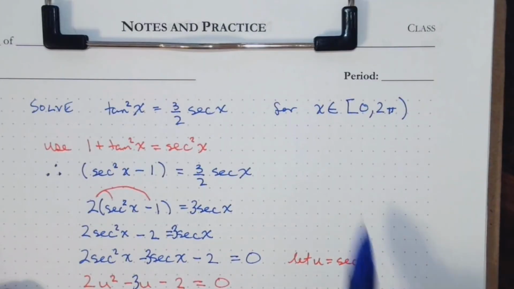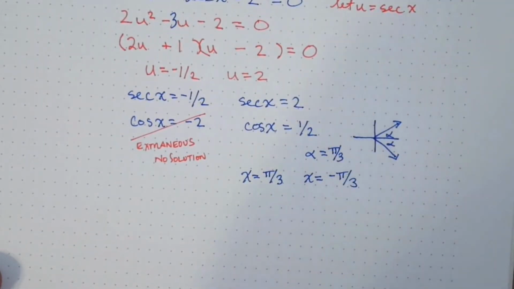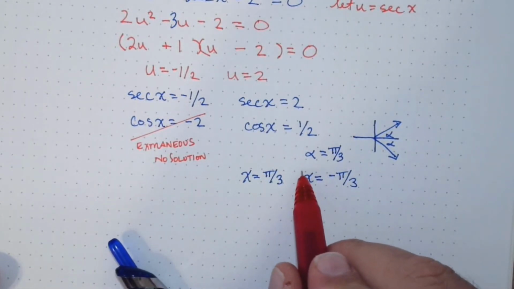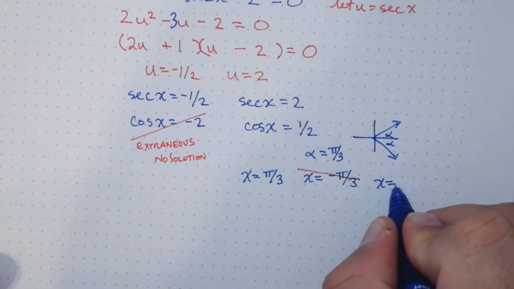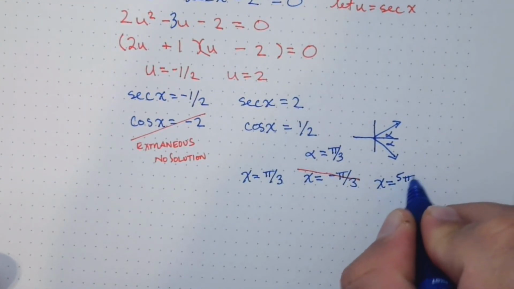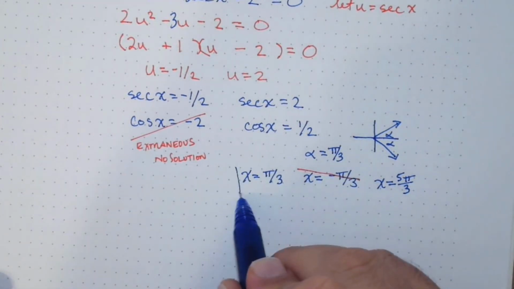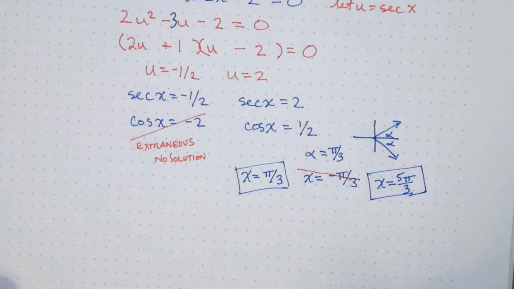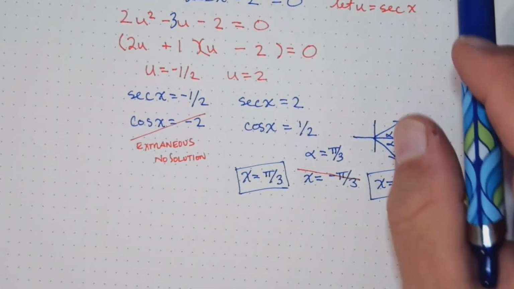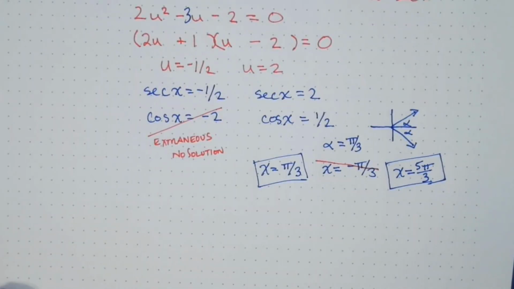But my solutions need to be between 0 and 2 pi, so negative pi over 3 is not going to work. Rather, I have to express that solution in the fourth quadrant as x equals 5 pi over 3. So I've got my solutions: x equals pi over 3 and x equals 5 pi over 3, and those are my solutions on the interval from 0 to 2 pi.